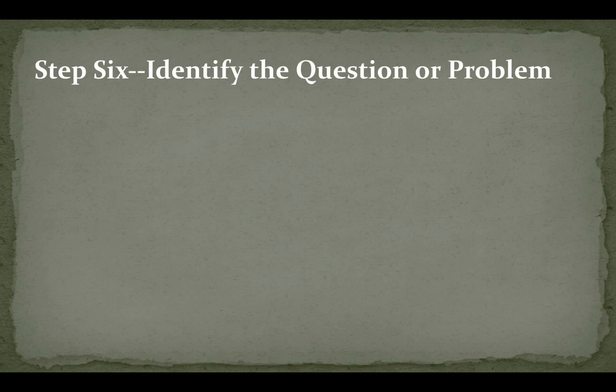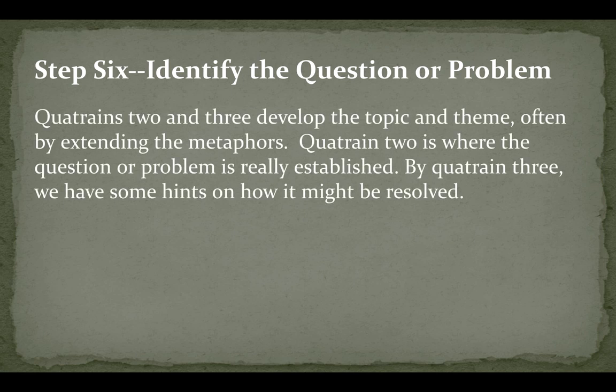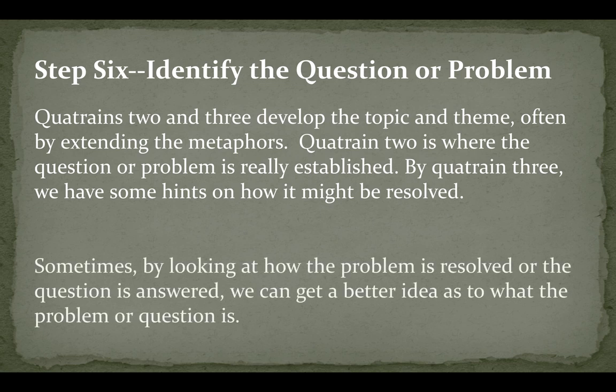done. All right, so step 6 is to identify the question or problem. So quatrains 2 and 3 develop our topic and theme, often by extending our metaphor. And quatrain 2 is where the question or problem is really established. And then by quatrain 3, we have some hints on how it might be resolved. So let's take a look.